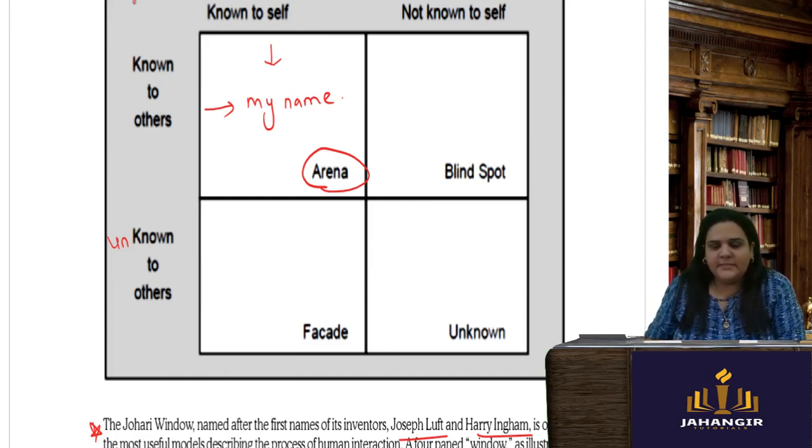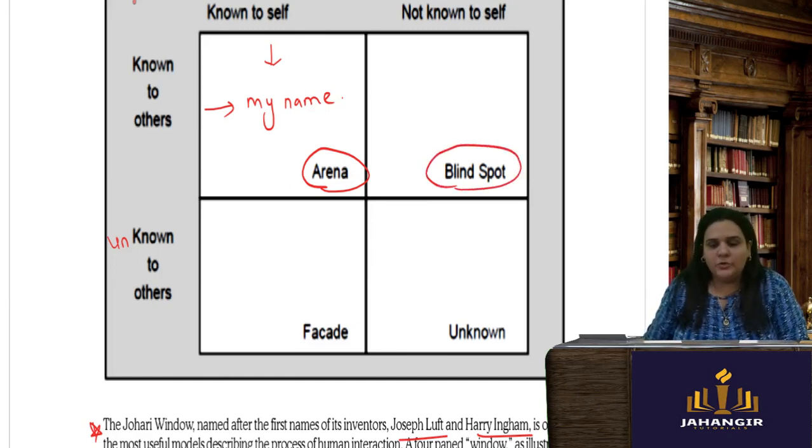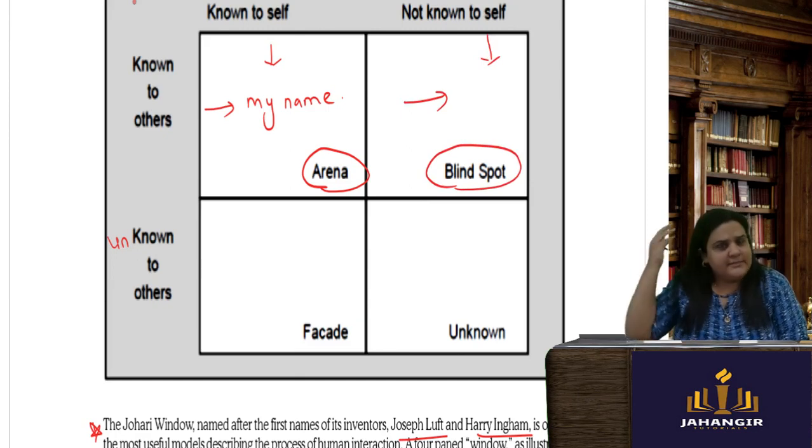Say suppose there is some kind of a stain on my dress, which I am not aware of because I cannot see it, but others know that. So that is known as a blind spot: not known to self, but known to others. For example, a stain on your clothes on the back, or there is something on your hair, etc.